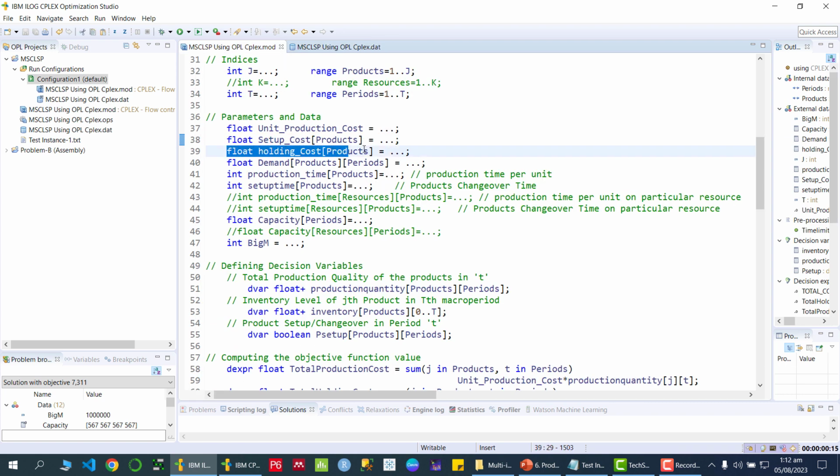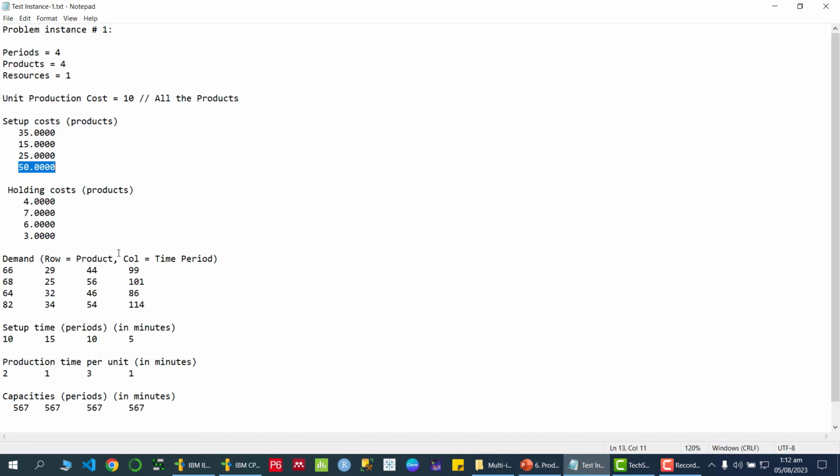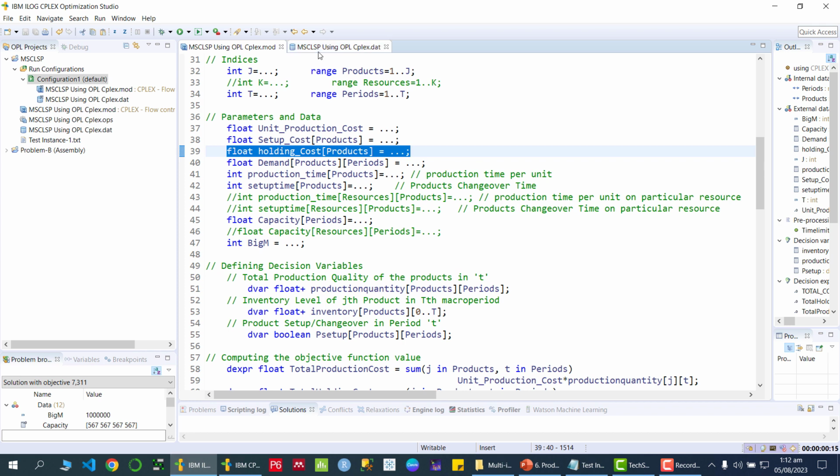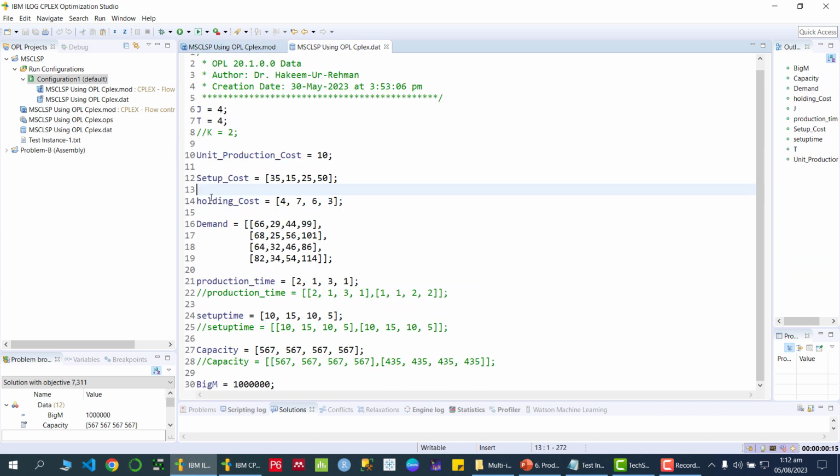Next, we are similarly going to define the holding cost against every particular product. Okay, so this is a holding cost, right? In a similar way to how we have defined the setup cost.